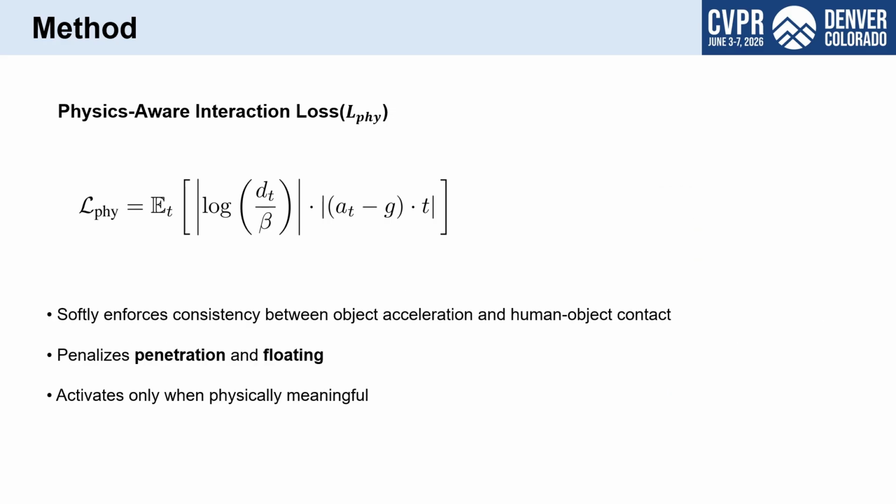This design allows the loss to softly supervise floating while heavily penalizing penetration, and the dynamic weight ensures it only applies when physically meaningful, that is, during actual contact or manipulation. Overall, the physics loss couples object acceleration with hand-object distance, guiding the model to generate physically plausible full-body interactions, avoiding floating and penetration, while still allowing unconstrained motion in free motion states.